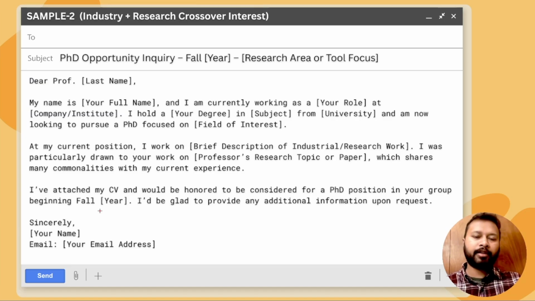Fall generally means the next session. In foreign countries there are two sessions, one is fall and one is spring. In India we generally have a June and a January session. So you can consider June as the spring session, January as the fall session. Instead of writing fall, you can just mention the next session or something like that. I'd be glad to provide any additional information upon request. Sincerely, your name, your email.